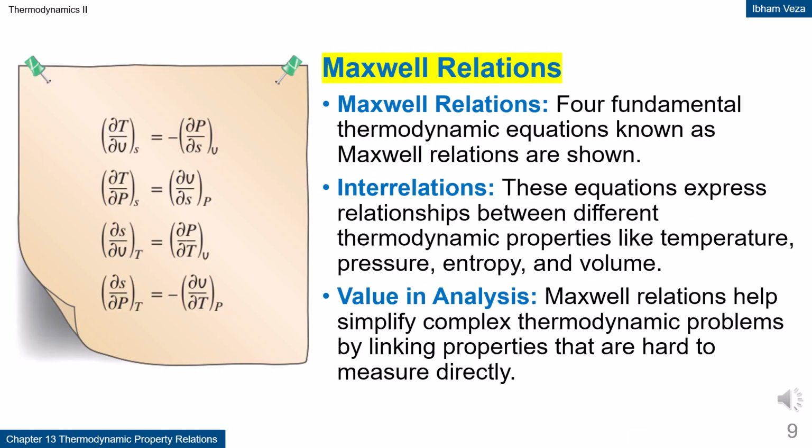Maxwell relations. Maxwell relations are four fundamental equations that connect partial derivatives of thermodynamic properties. These equations originate from the exact differential nature of thermodynamic potentials. Practically, these relations allow the calculation of hard-to-measure properties from easier ones. They are extremely powerful tools in engineering thermodynamics. Many property tables are implicitly built on these concepts.